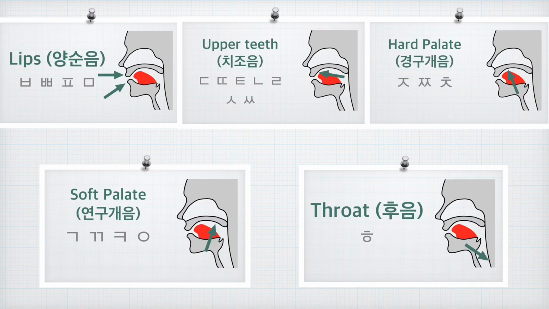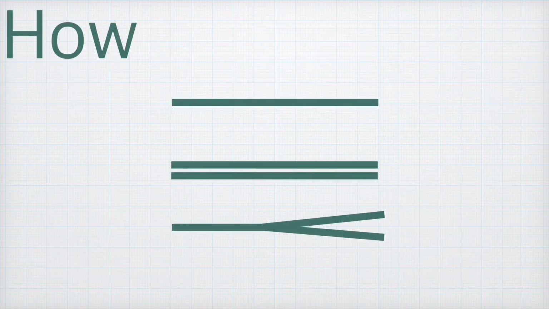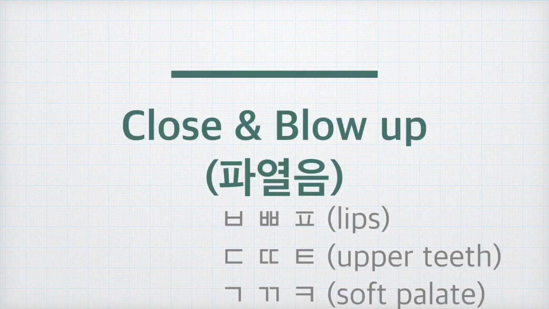Now, we can classify by how we block the air. Remember when I said on the upper teeth part, you would touch or could make a small gap? Well, this is the elaboration of it. The first way is to close the air passage somewhere and blow up the air. Try to pronounce these and feel the air get trapped and blown up later.